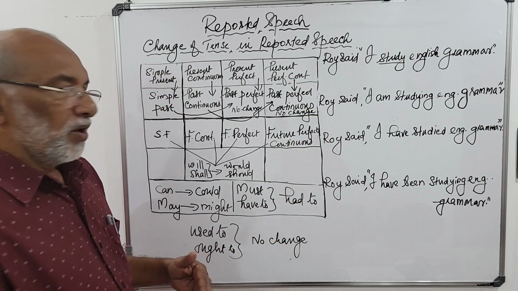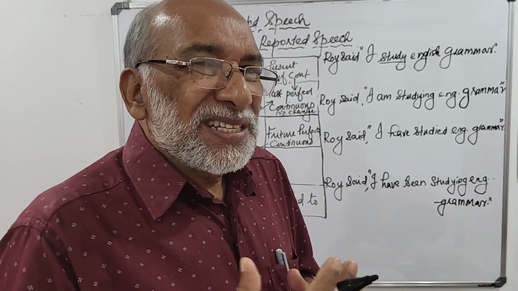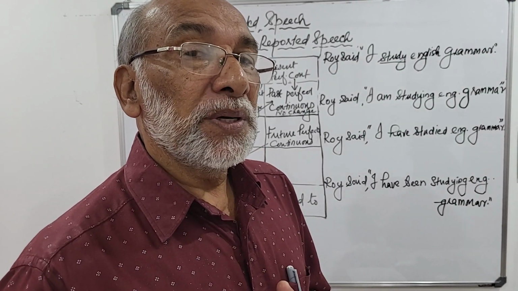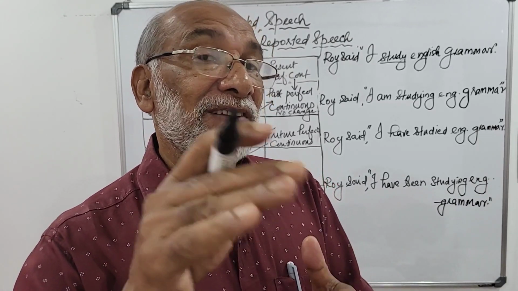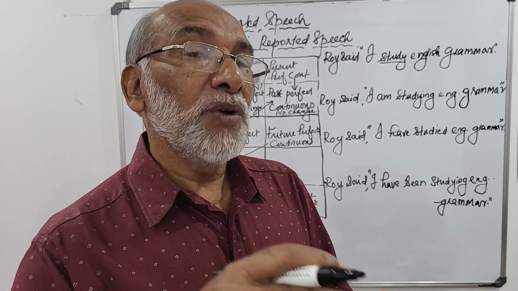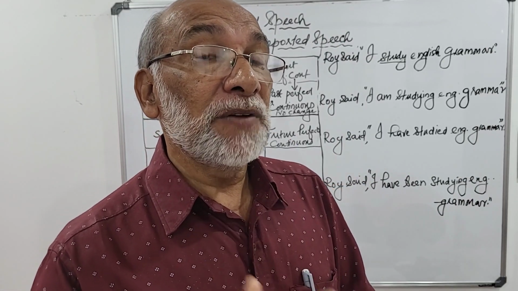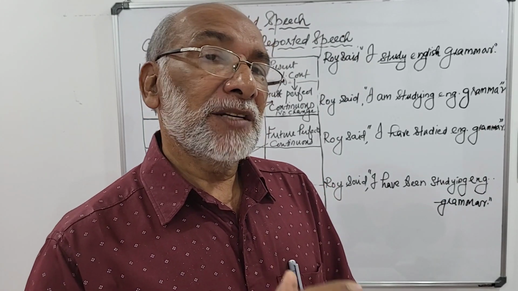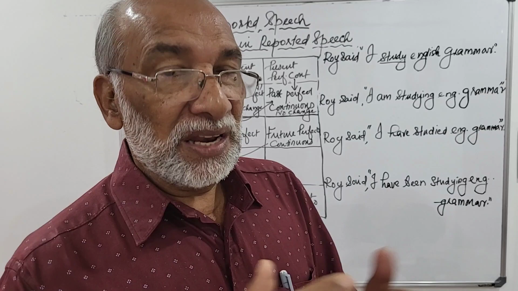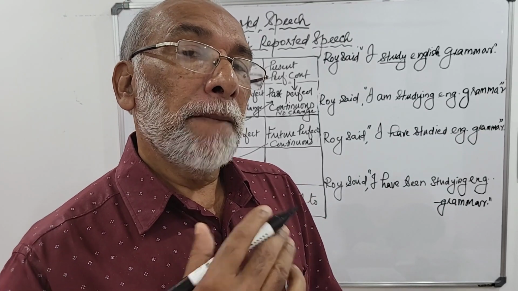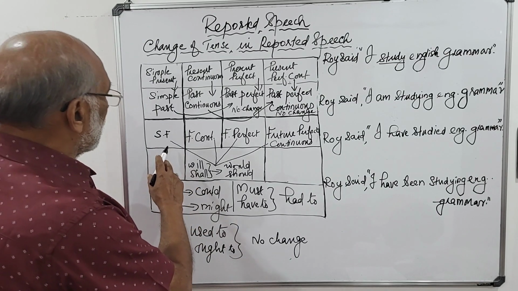Okay, now what remains is future tense. Regarding future tense, it's very easy to remember. Will and shall are the two words that indicate future in every sentence. If you remove that, for example, in the case of simple future, if you remove will and shall, it becomes simple present. Okay, so these words, will and shall of the future tense become would and should. That's what I have written here.